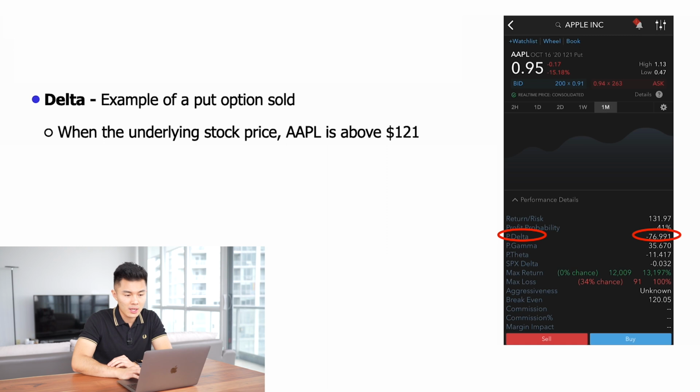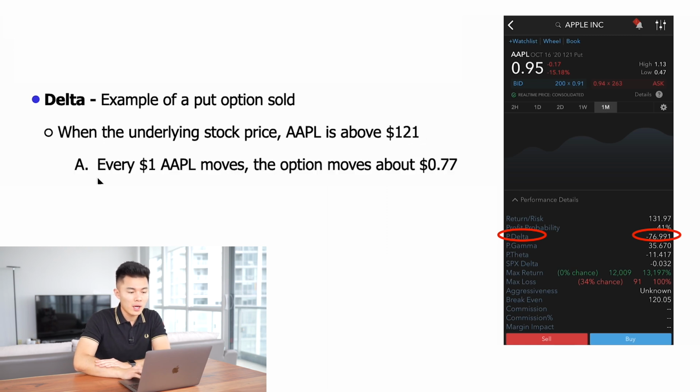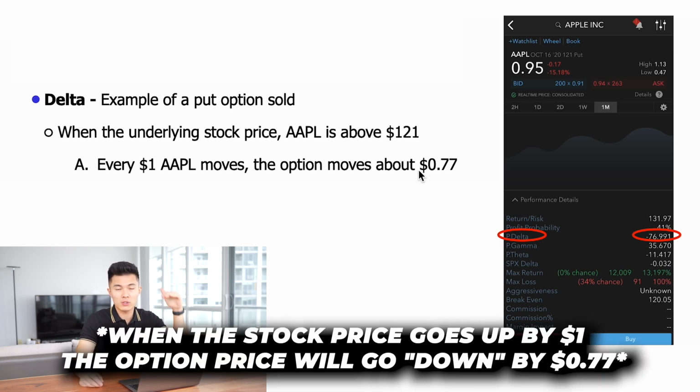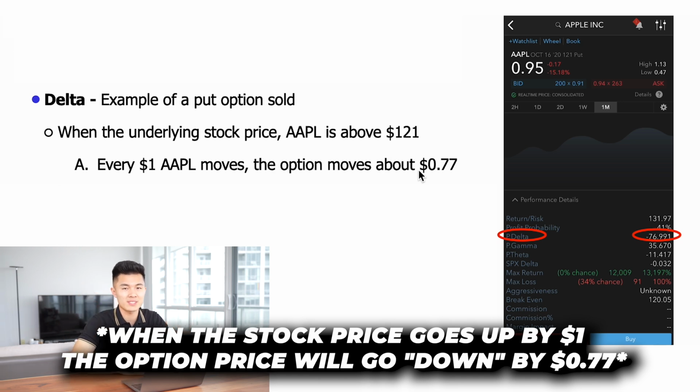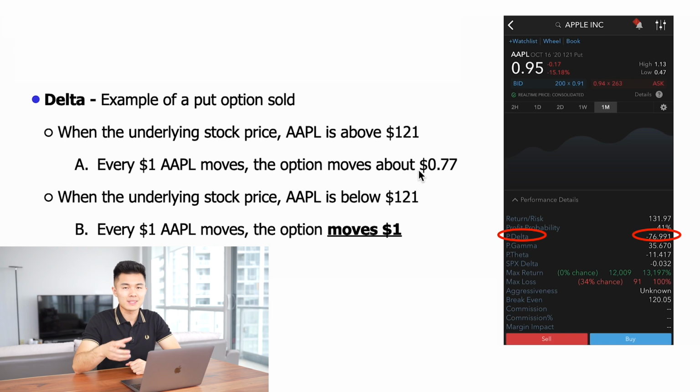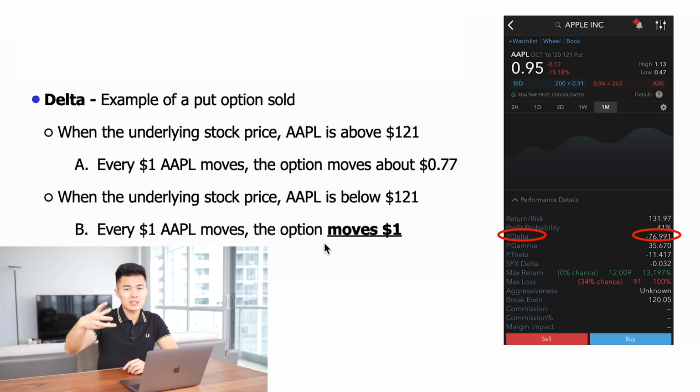So when the underlying stock is above $121, for every $1 Apple stock price movement, the option price will move around 0.76, right? So if the stock price goes up by $1, the option price will also go up by 0.76. Now, if the underlying stock price is below 121, which is below our strike price for this option contract, for every $1 movement in the Apple stock price, the option price will also move $1. So if the stock price is below the strike price, there's a 1-to-1 movement ratio.